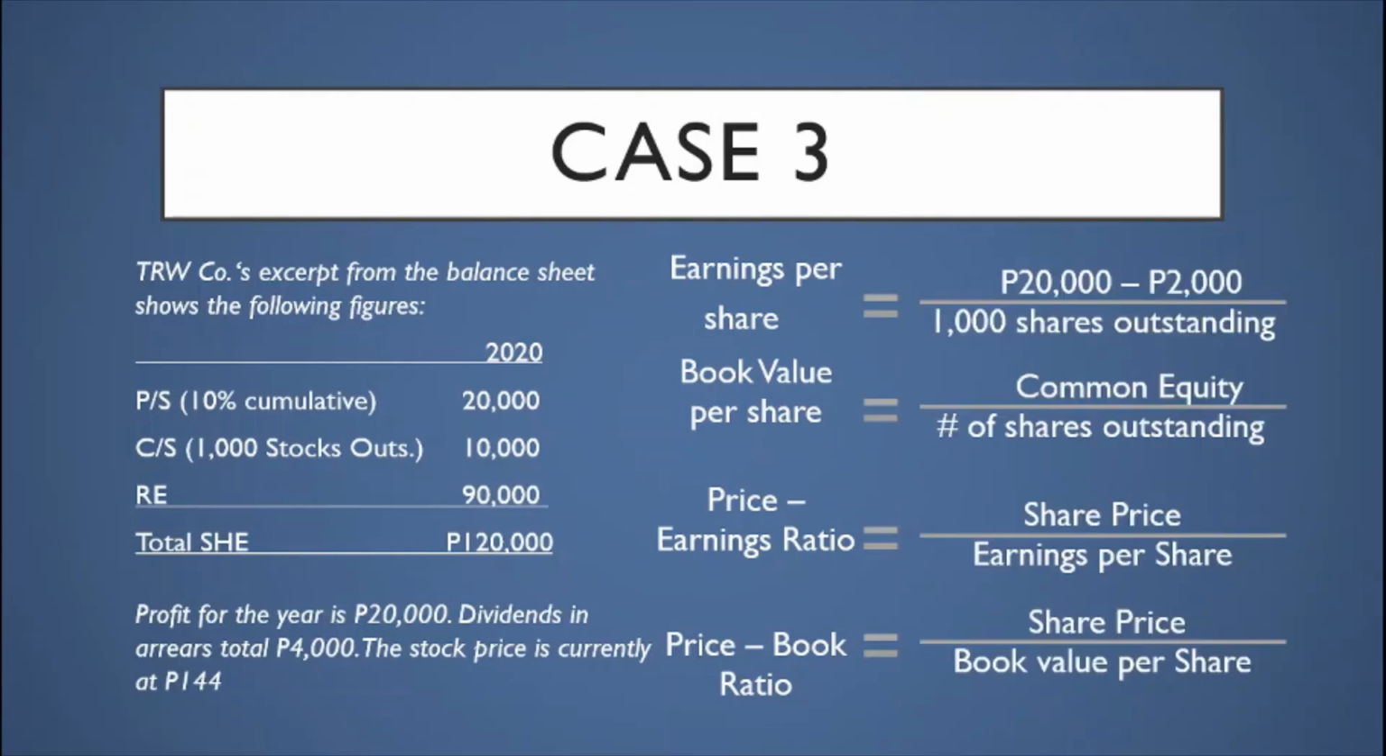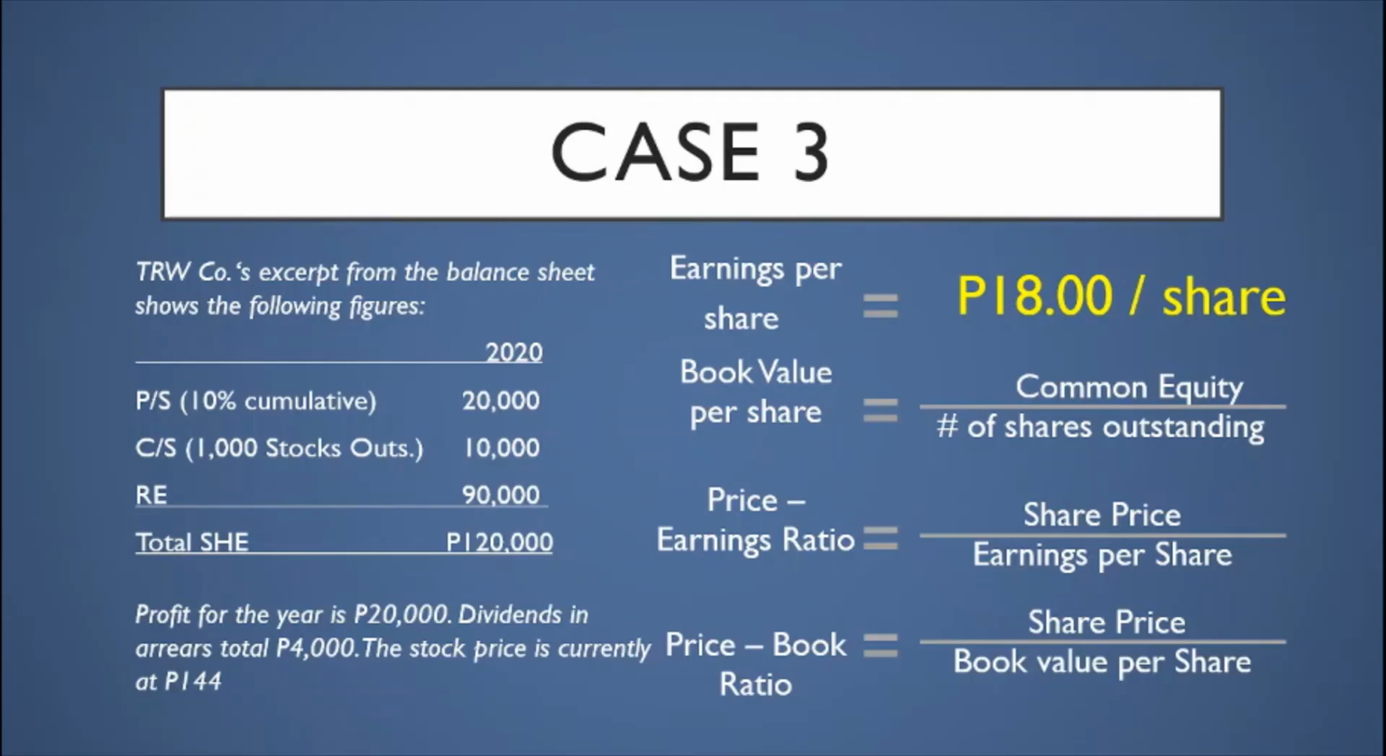All of this divided by 1,000 shares of common stock outstanding. The earnings per share is 18 pesos per share. If we are to distribute the net income of the company, less any preferred share dividends to all common stockholders, they would receive 18 pesos per share.